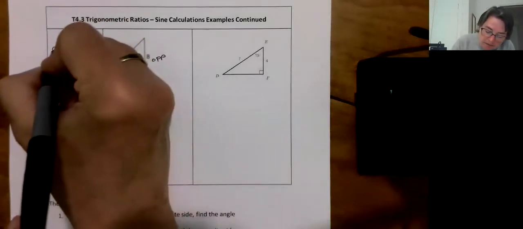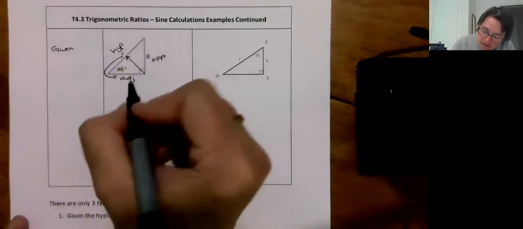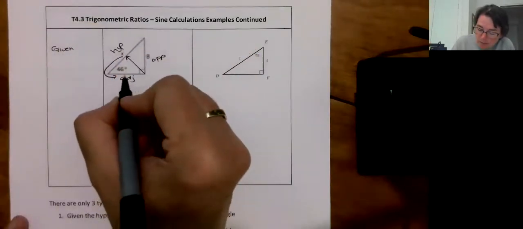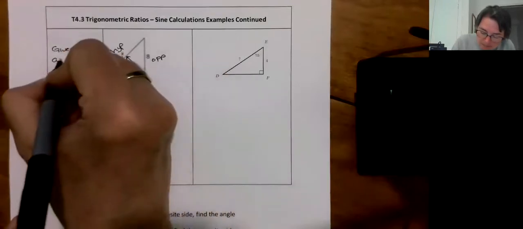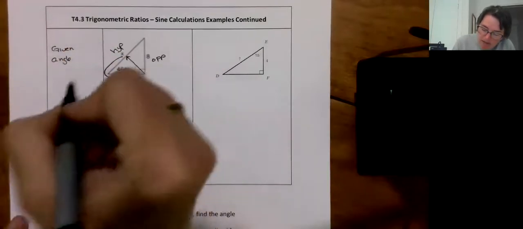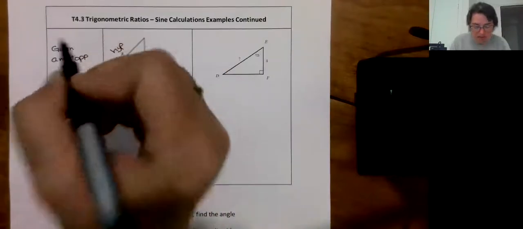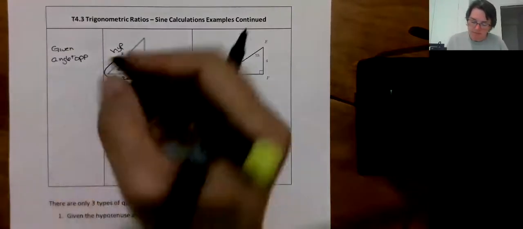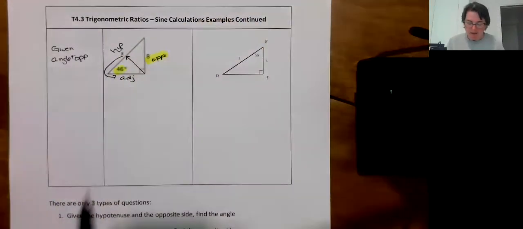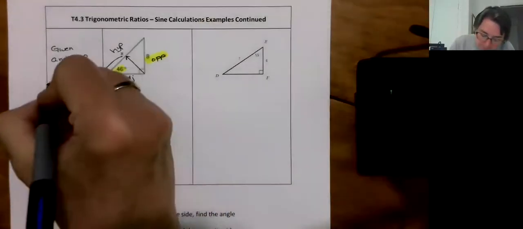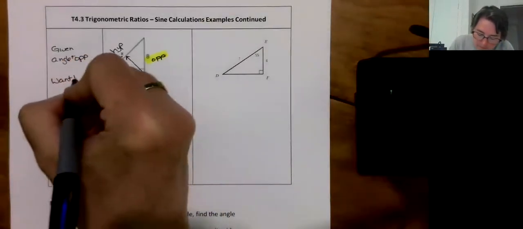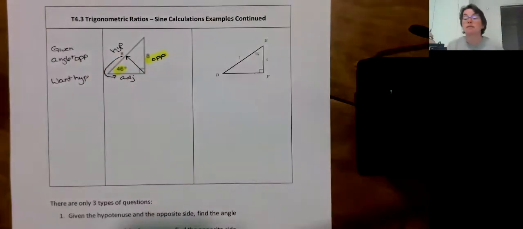So we are given the adjacent, nope. We are given the angle, and we are given opposite. And we are looking for the hypotenuse. If you go back to the previous video, there was one where we wanted the opposite side and one where we wanted the angle, because there's only 3 parts to the formula, so there's only kind of 3 different questions we can get out of it.